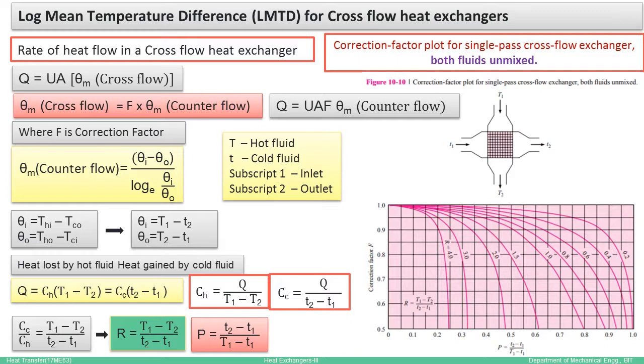In order to get the correction factor you must know R and P. For that reason you must know all four temperatures, that is, the inlet and outlet temperatures of both hot and cold fluids. So this becomes one of the limitations to the use of LMTD. In the LMTD procedure, we will have to know all the four temperatures.